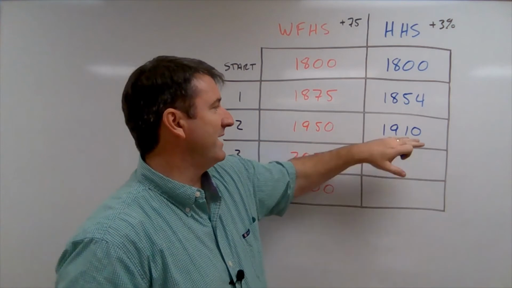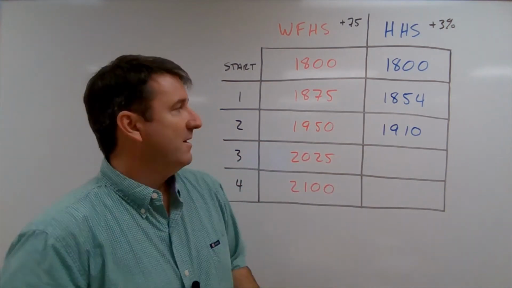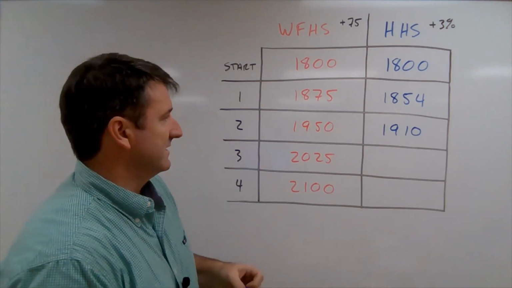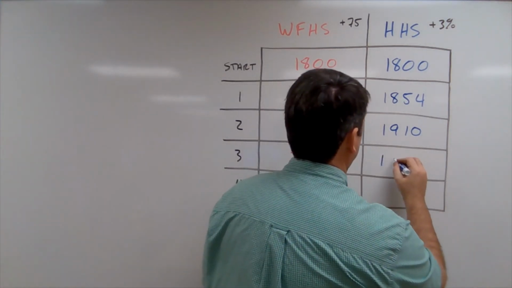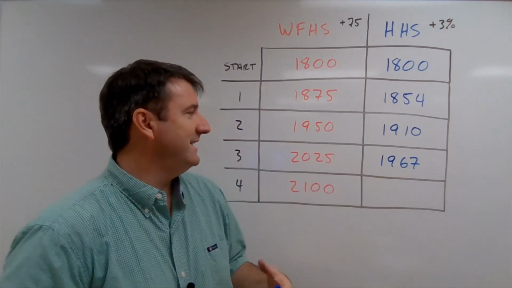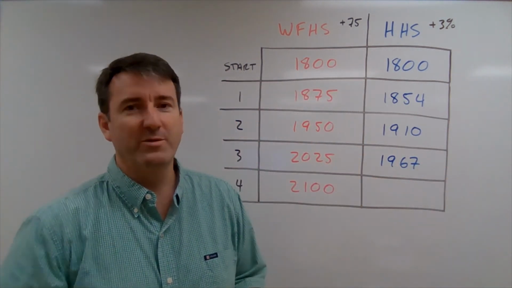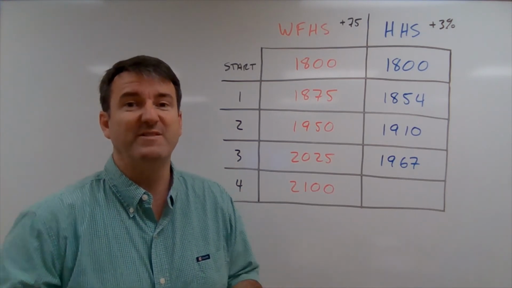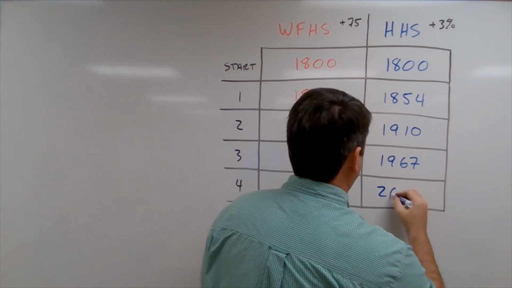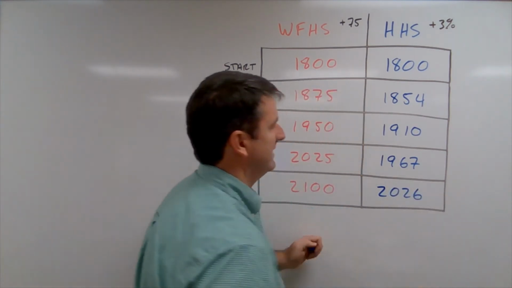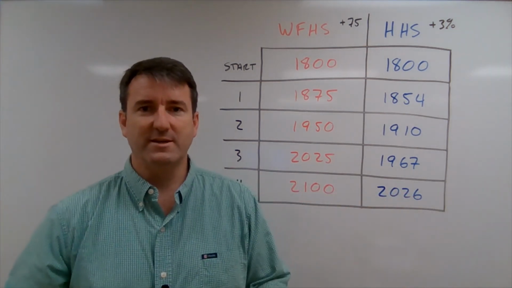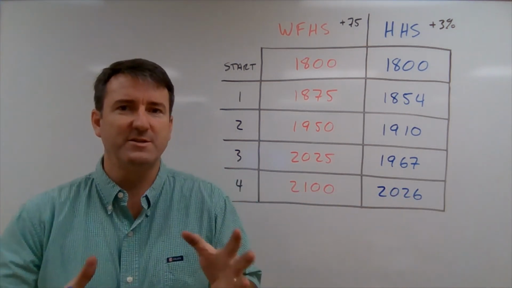And then we multiply this 1,910 by 0.03. That's going to give us about 57 additional students, bringing us up to 1,967. And then if we multiply 1,967 times 0.03, that's going to give us an additional about 59 students. So that's going to bring us up to 2,026 students.